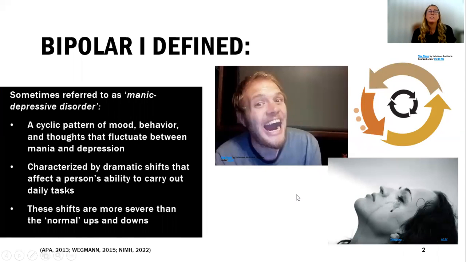It's important to note that these highs and lows are not just a daily change. It's not like the normal ups and downs that one might experience as a result of environmental factors. This is more of a specific condition in which someone is experiencing extremes in each of these areas.